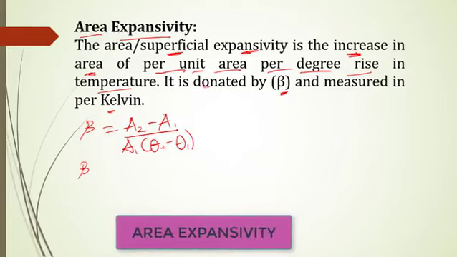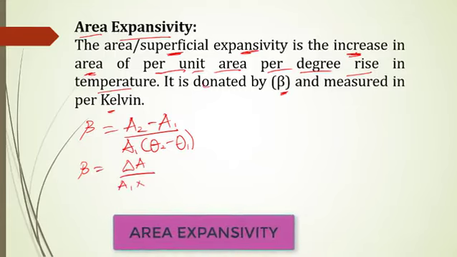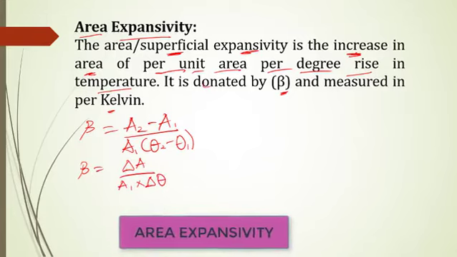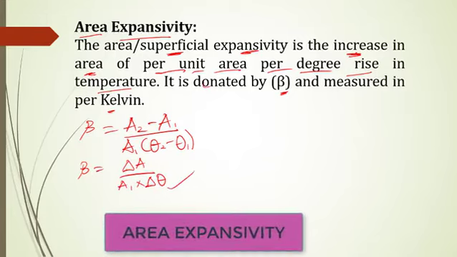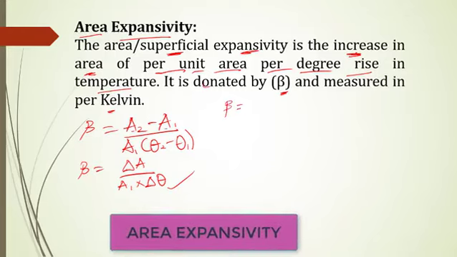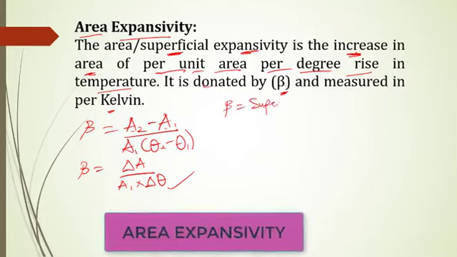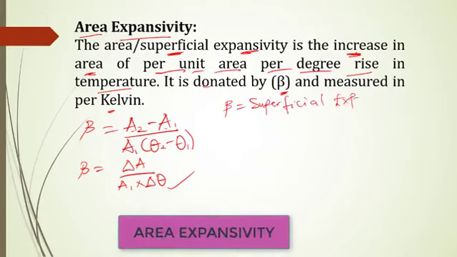And subsequently, we can have beta equal to delta A, that is change in A over the initial area times change in temperature, delta theta. And this is the mathematical expression for superficial expansivity. At any point in time, you can make any of these variables the subject of the equation to find any of them. And as usual, you know that beta simply means superficial expansivity. We've pointed that out earlier. Superficial expansivity, that's what beta stands for.